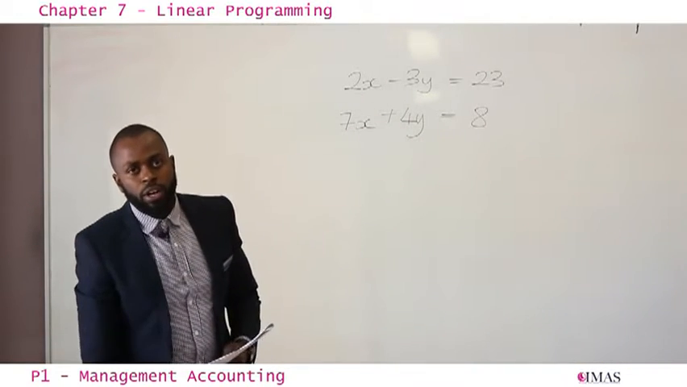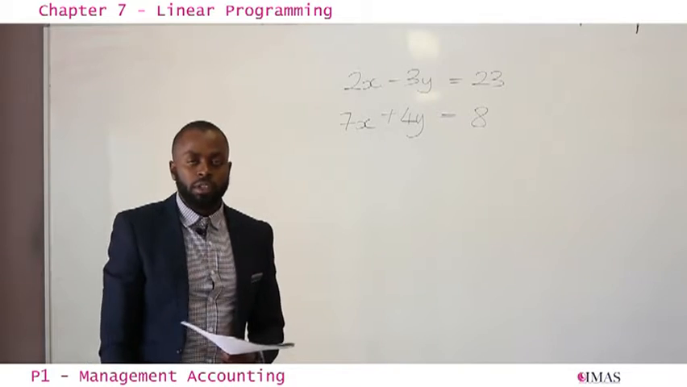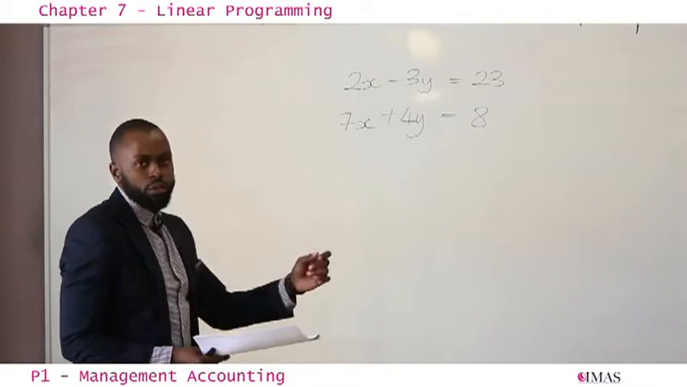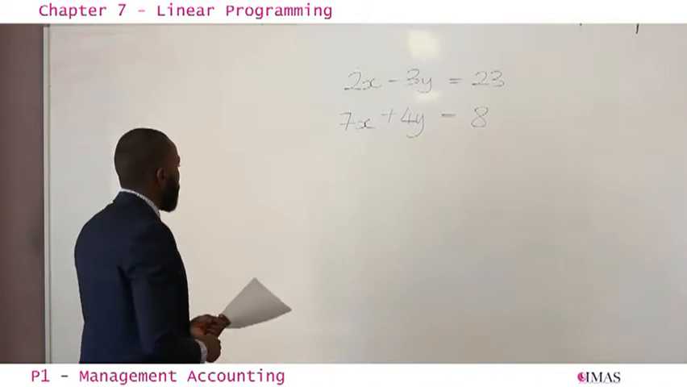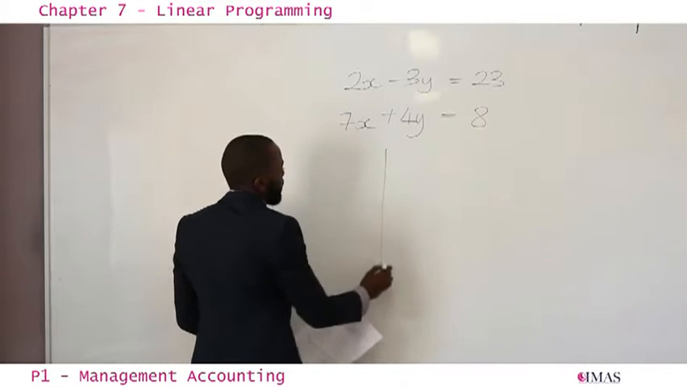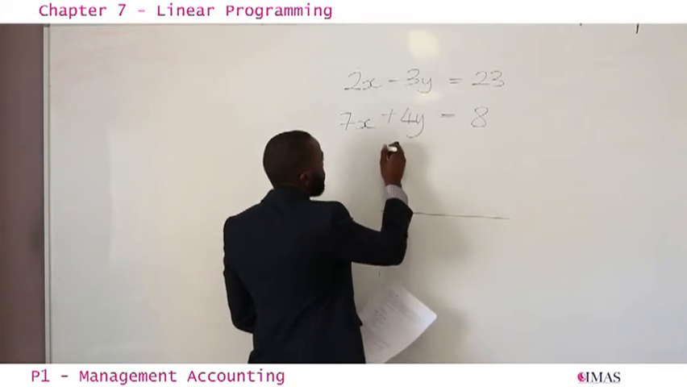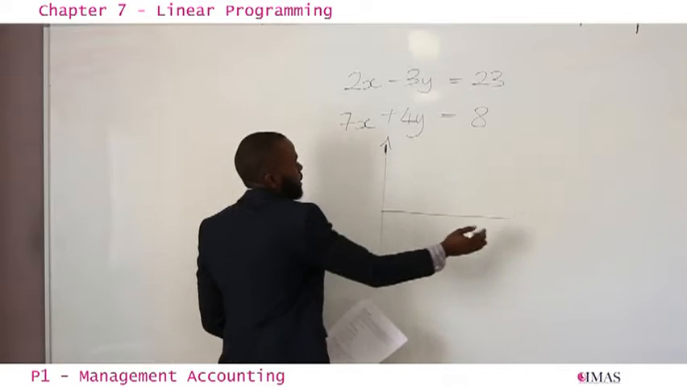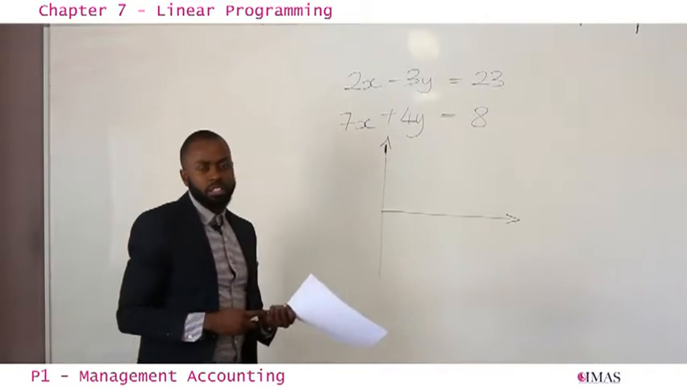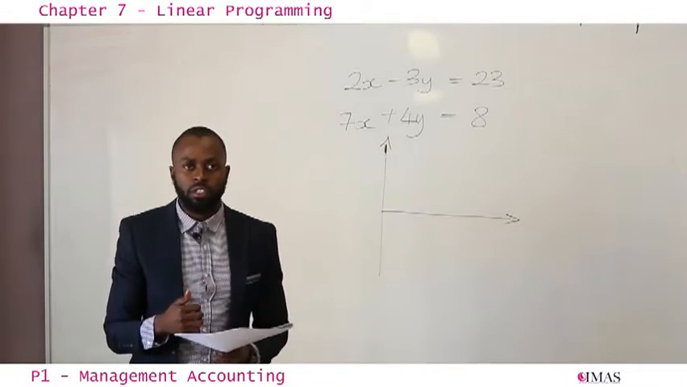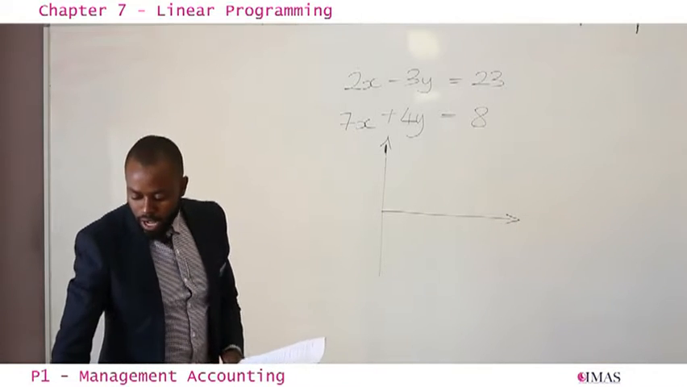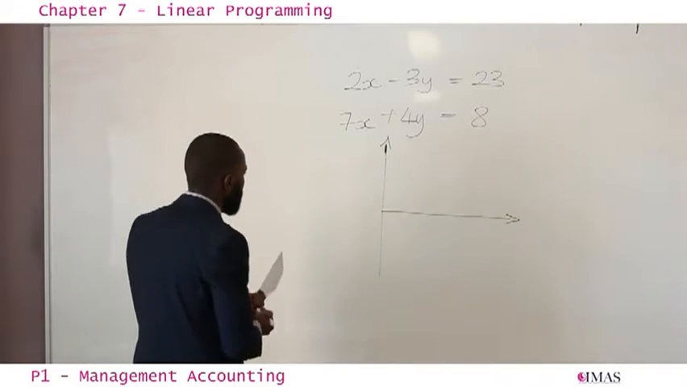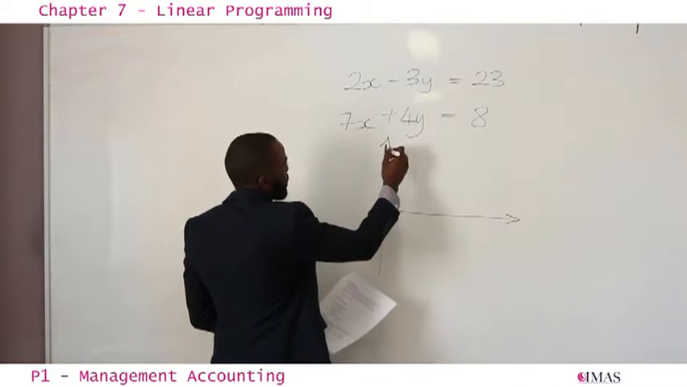With linear programming, we're going to use the graphical approach. With the graphical approach, we have to draw a graph. On our graph, we have to determine the profit maximization point or the cost minimization point. So either it's profit maximization or cost minimization. Now how do we determine the optimum point? Here I'm just going to use an example.